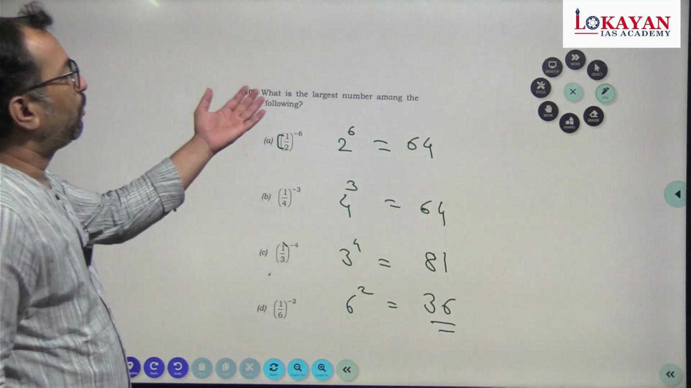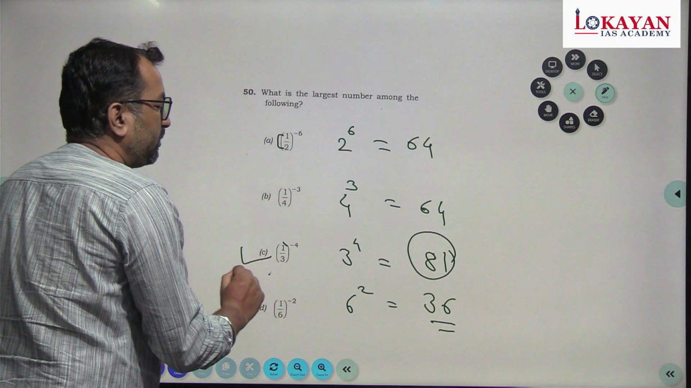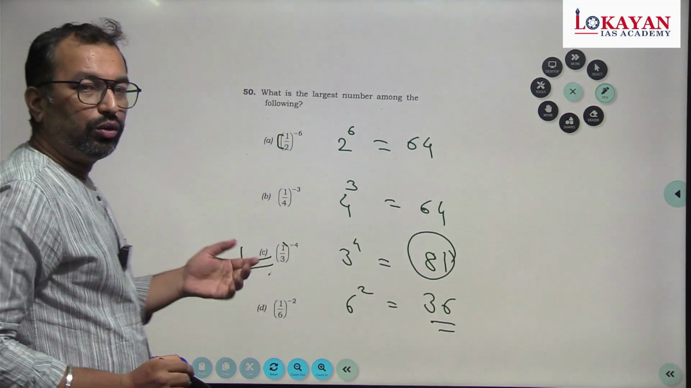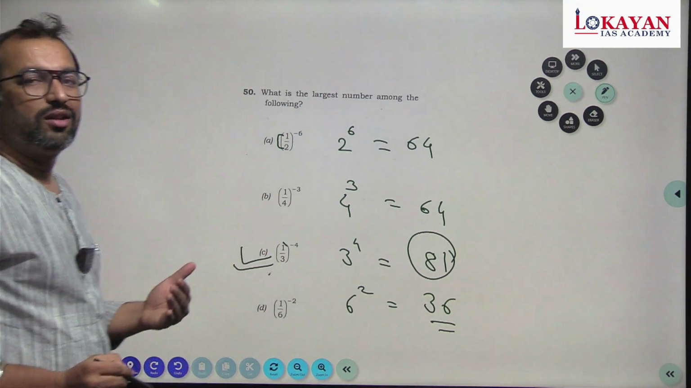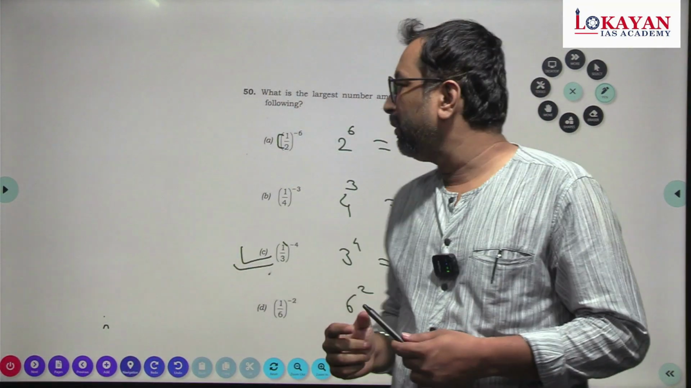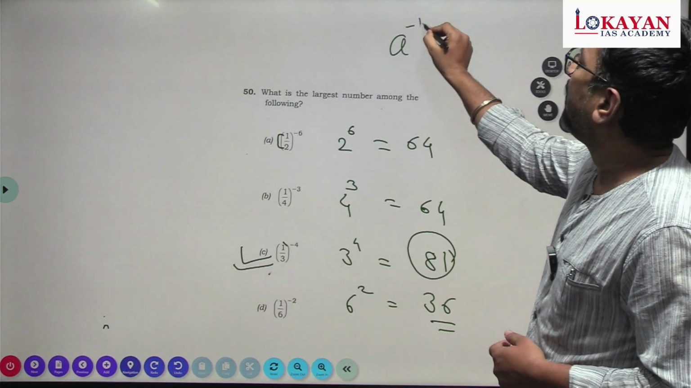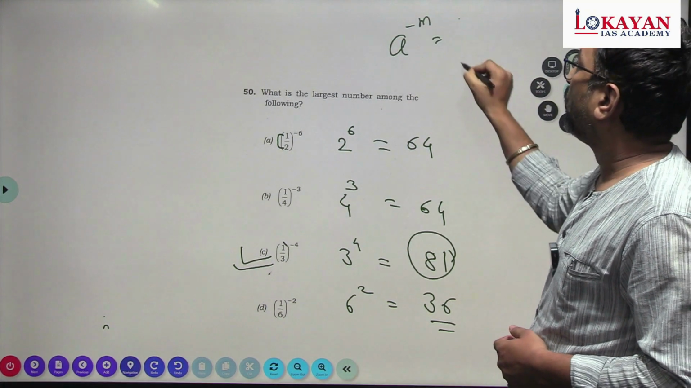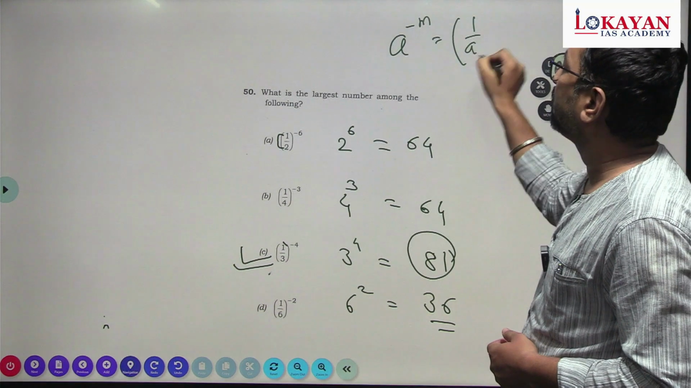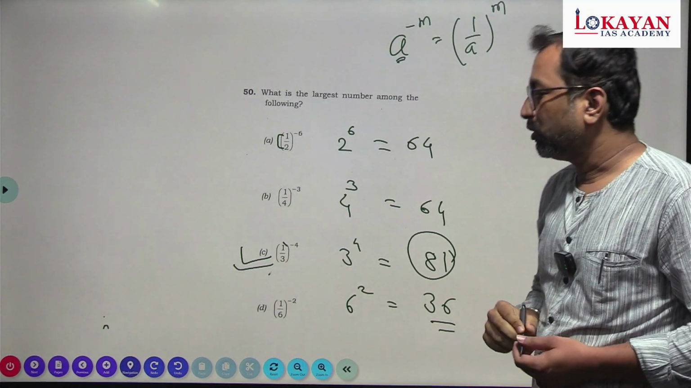So what is the question? What is the largest number? Largest number is 81 here. So option C, 1 by 3 to the power minus 4, is the largest number here. So understood? It is based on a very basic formula that I just told you. A to the power minus m. To make the power positive, I have to take the reciprocal of the base and the power becomes positive.